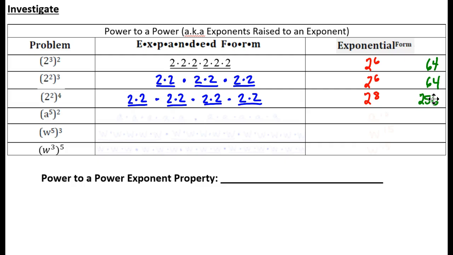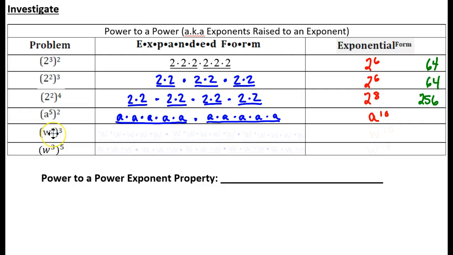Have you picked up on what the property is yet? If not, we'll do 3 more, this time with variables. So here I have a to the 5th. We're going to write out a 5 times. So a times a times a times a times a. And we're going to do that 2 times because we're raising it to another power. So the second time would be a times a times a times a times a. And if we multiply these together, we have a total of 10 a's. Again, since we have a variable, it doesn't simplify to any number. It just stays a to the 10th.